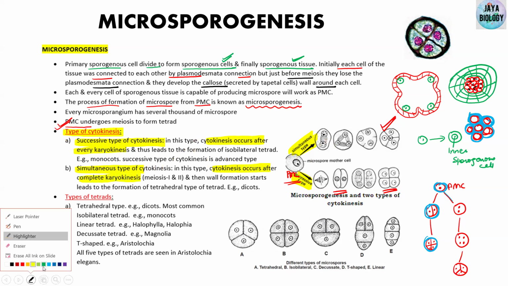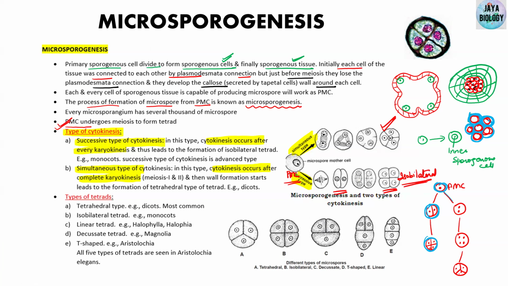Now, which one is advanced? We have to learn it. See, first of all, which type of tetrad is made? If you see, this is an isobilateral tetrad. And you have studied the isobilateral leaf in monocot. And you know, from the evolution point of view, if you check the cover page of NCERT, monocots are advanced. The successive type of cytokinesis is the advanced type. I hope the learning is easy for you now.